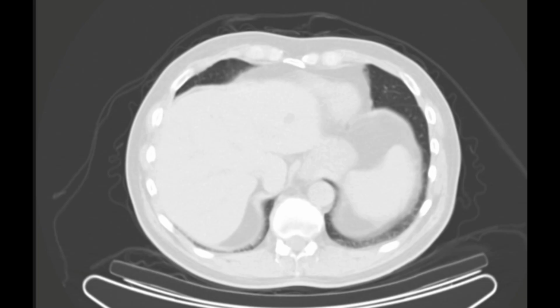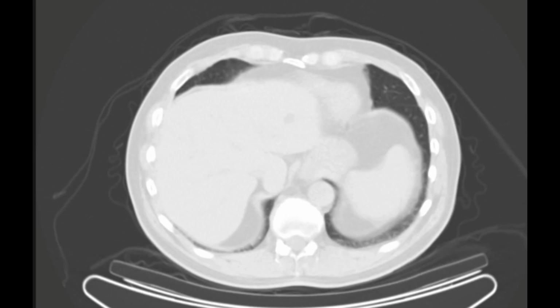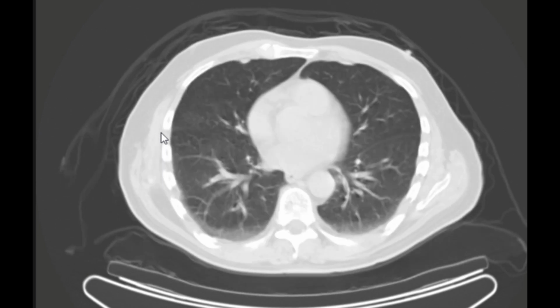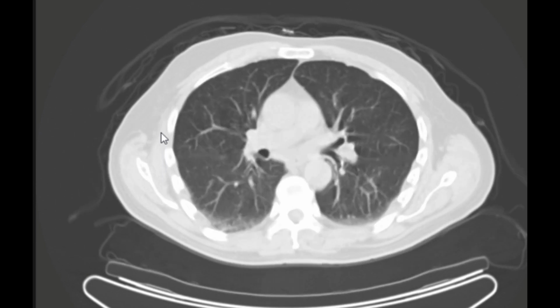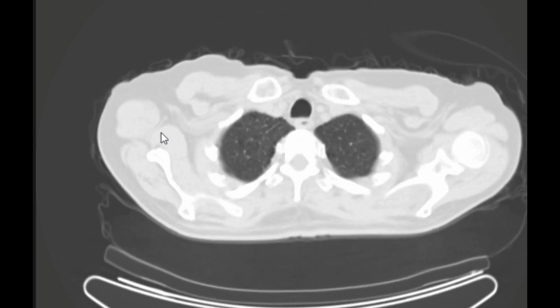So let's just have a look at some images. This is the CT, and then a PET is acquired at the same time. Here's the PET. You can see the uptake in the liver. Let's scroll through the CT, just have a look up in the lung. And this is a patient with lung cancer. I don't know if you saw the tumor there.